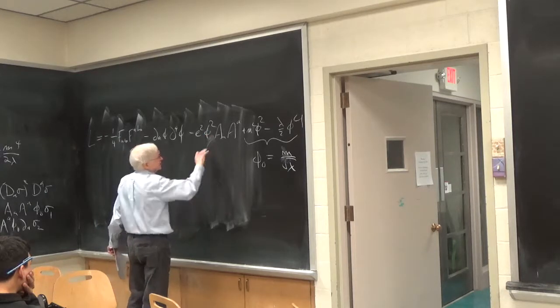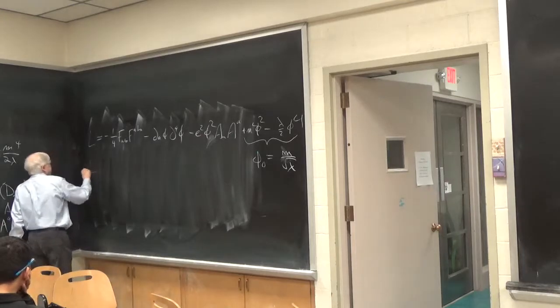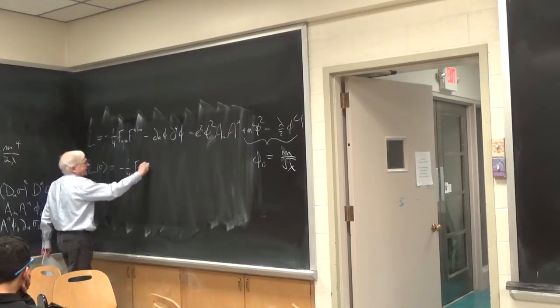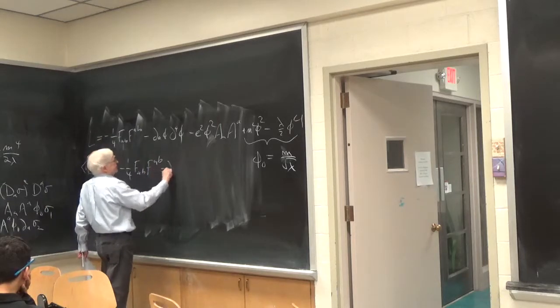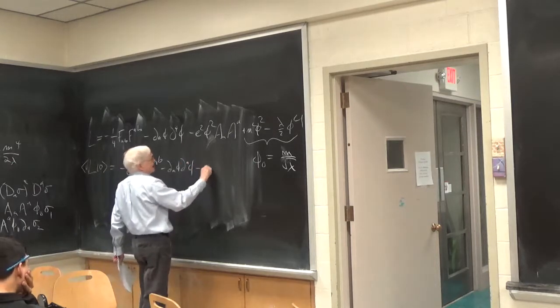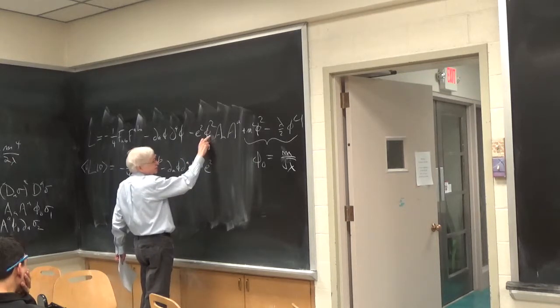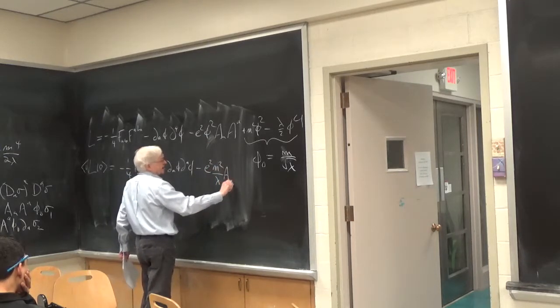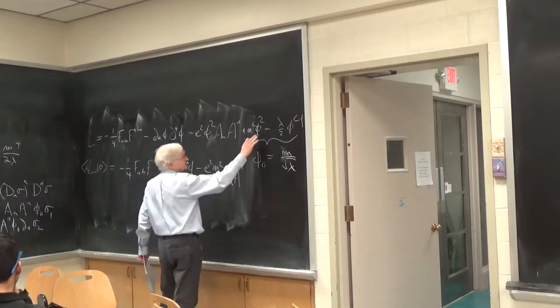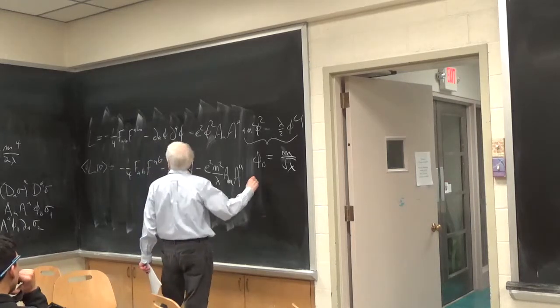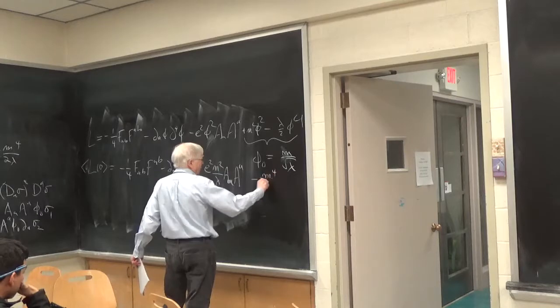Maybe I shouldn't do it that way. I should just say L in the vacuum is then minus a quarter F_AB squared minus d_A phi squared, and then this thing is minus e squared phi 0 squared, which is m squared over lambda, A_A squared, and then, well, if it's at the vacuum, it's just minus m to the 4th over 2 lambda.